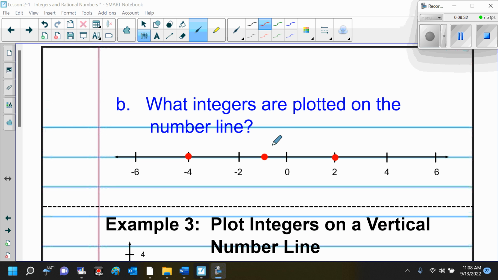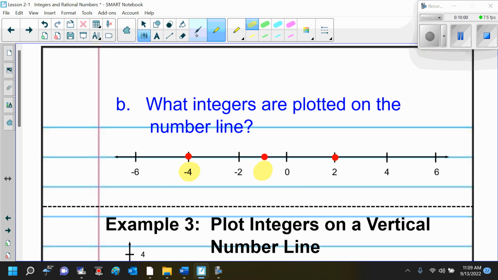All right, so for example 2b, it says what integers are plotted on the number line. So here, just to identify it, all you're going to do is look at where the dot is, right? And then identify that location, identify that number. So this one is -4. This one is -1.